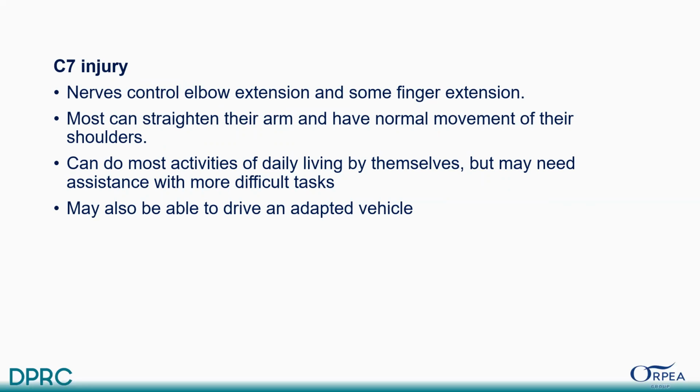C7 injury: the nerves control elbow extension and some finger extension. Most can straighten their arms and have normal movement of their shoulders. So once they can use the elbow extension, it will be easy for them to transfer by themselves from wheelchair to bed to wheelchair. They can do most activities of daily living by themselves, but may need assistance with more difficult tasks. They may also be able to drive an adapted vehicle.